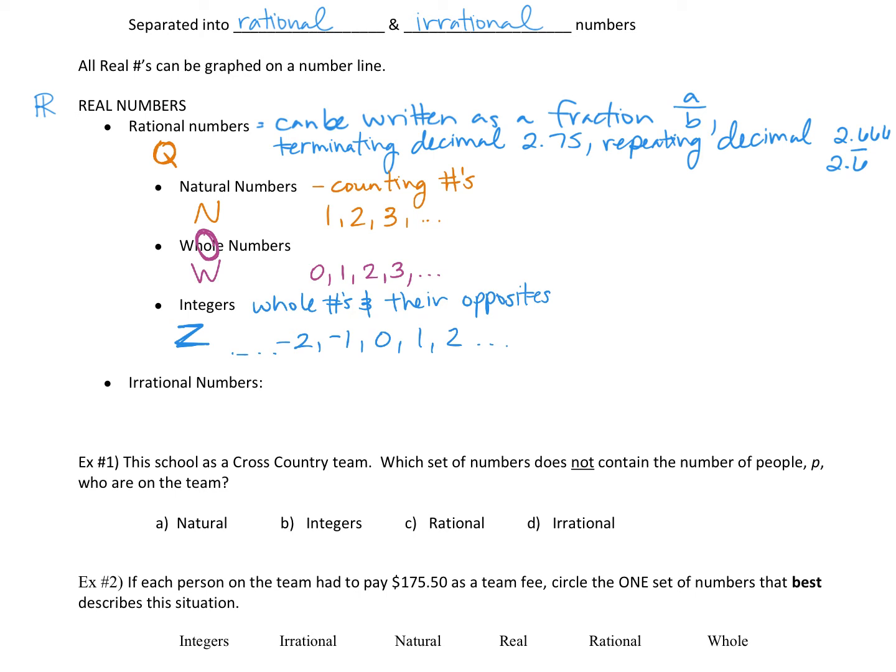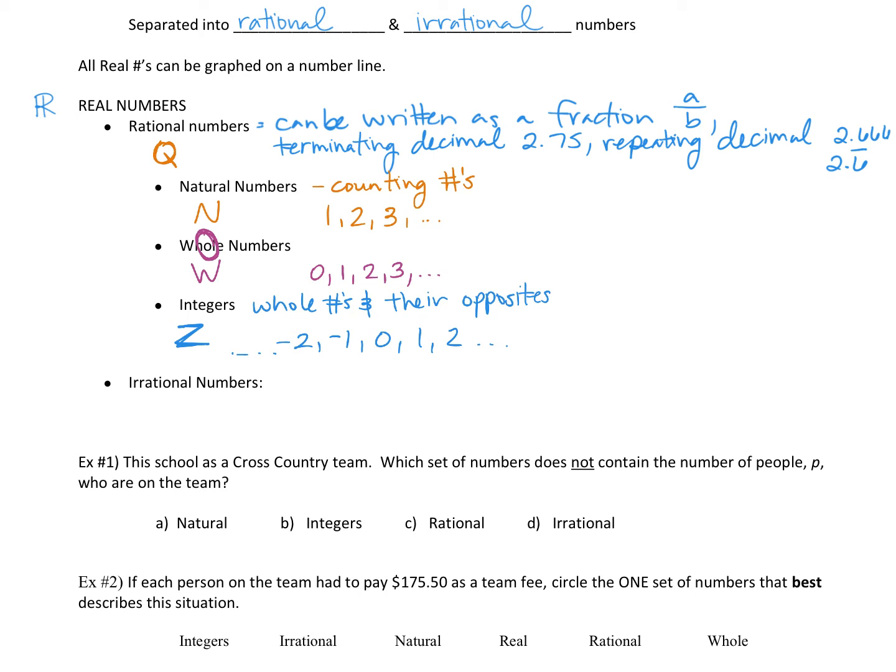Okay, so everything we just talked about is a rational number, right? They could all be written as a fraction. How would you write 2 as a fraction? 2 over 1, right? Anything over 1 is that number. Okay, the other category then is the irrational numbers.